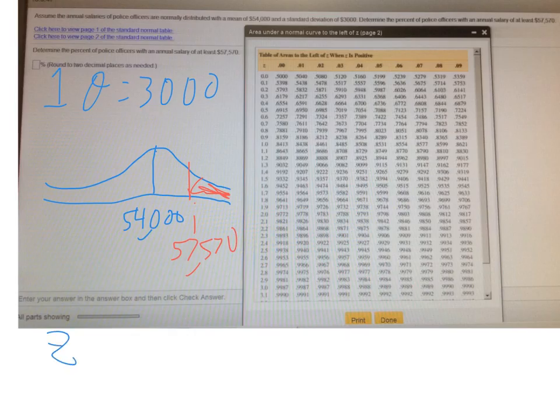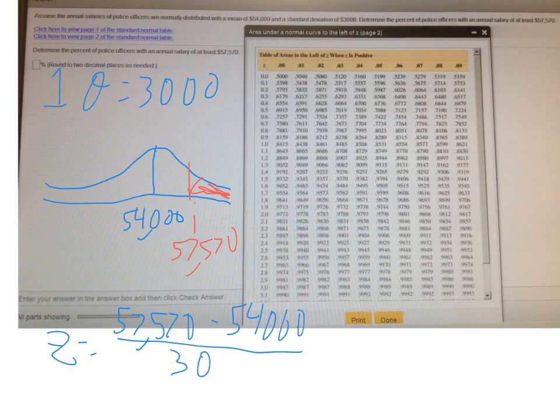So the z-score will be 57,570 minus the 54,000 over the standard deviation. I've already punched that in the calculator, and it comes out to 1.19. So I standardize this, and I get that z-score.